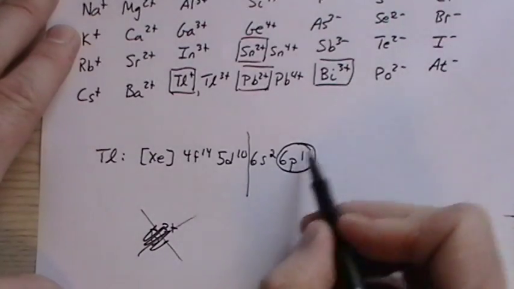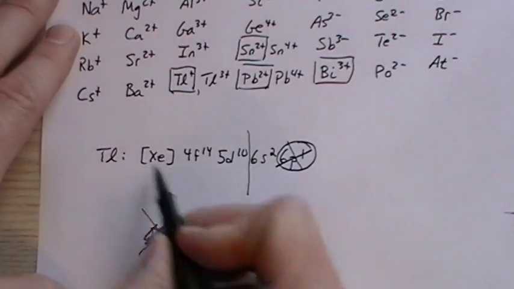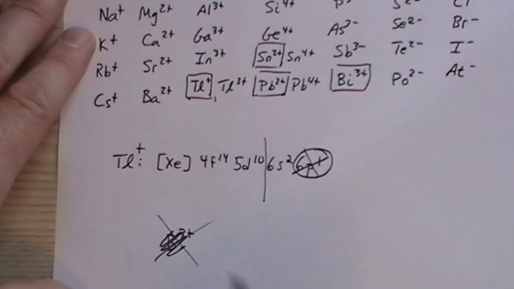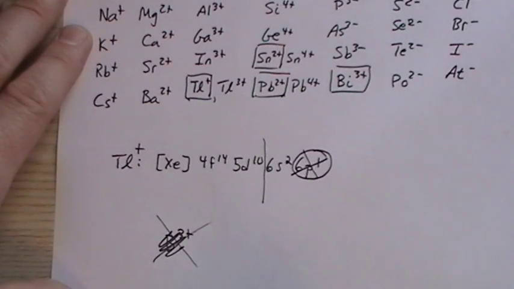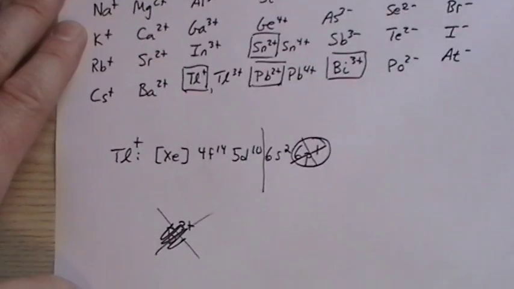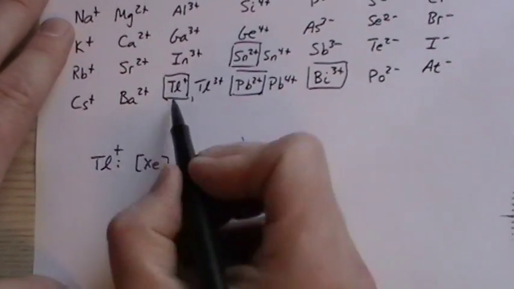So when this one is gone, then it becomes a thallium +1. It's pretty happy with that. That's fine. That's a stable state. Stable enough to form ionic compounds. So you should know that one.